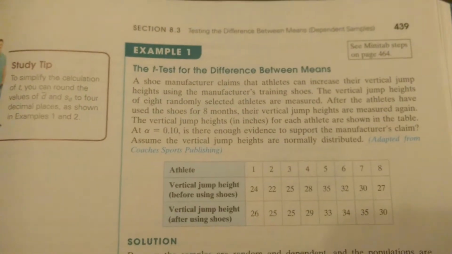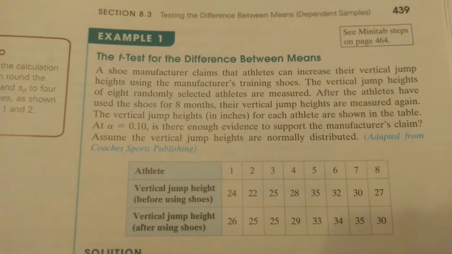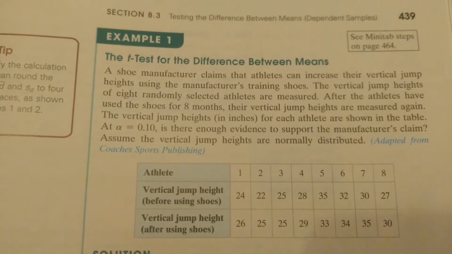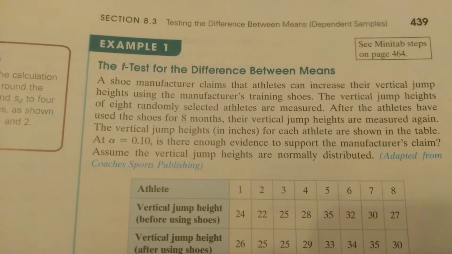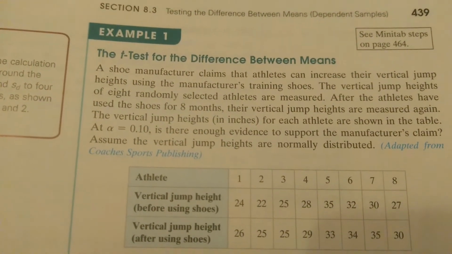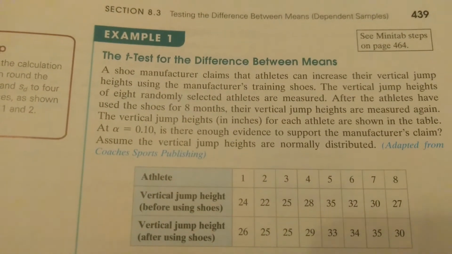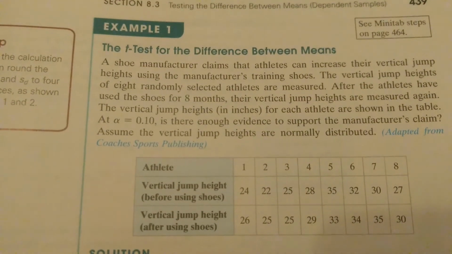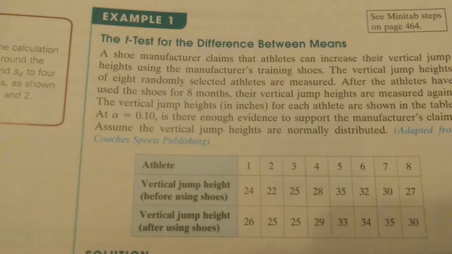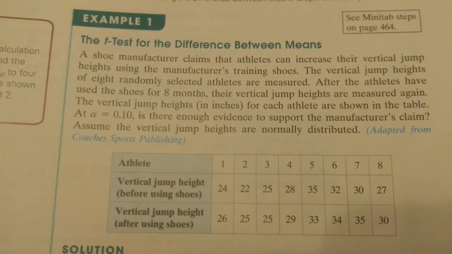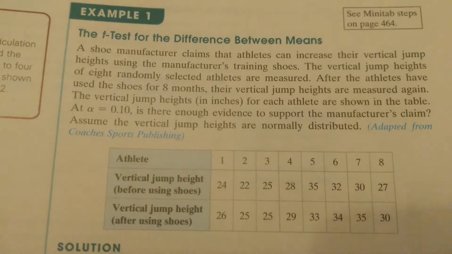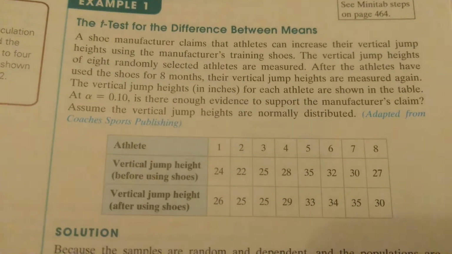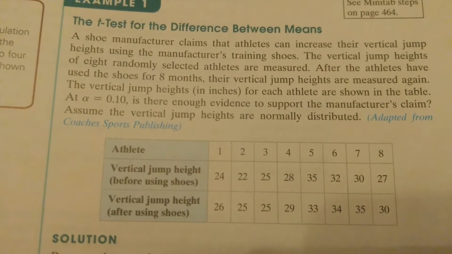Okay, here's the problem that we're doing from the text. This is example 1 on page 439. It says a shoe manufacturer claims that athletes can increase their vertical jump heights using the manufacturer's training shoes. The vertical jump heights of 8 randomly selected athletes are measured. After the athletes have used the shoes for 8 months, their vertical jump heights are measured again. The vertical jump heights in inches for each athlete are shown in the table. At alpha 0.1, is there enough evidence to support the manufacturer's claim?